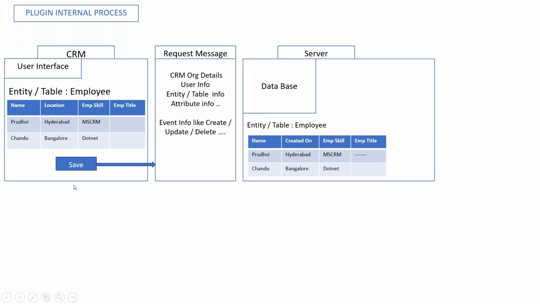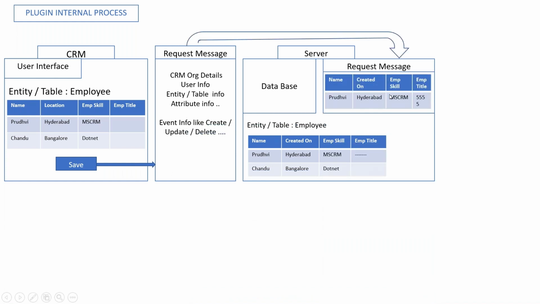How is this stored? Whenever you click on the save button, a request goes to the server. Which type of request? What will this request hold? It will hold all the CRM organization details, user information, next the entity or table information, and attribute or field information. It will also hold event messages like create, update or delete in a request message. Whatever the request contains will be sent to the server.